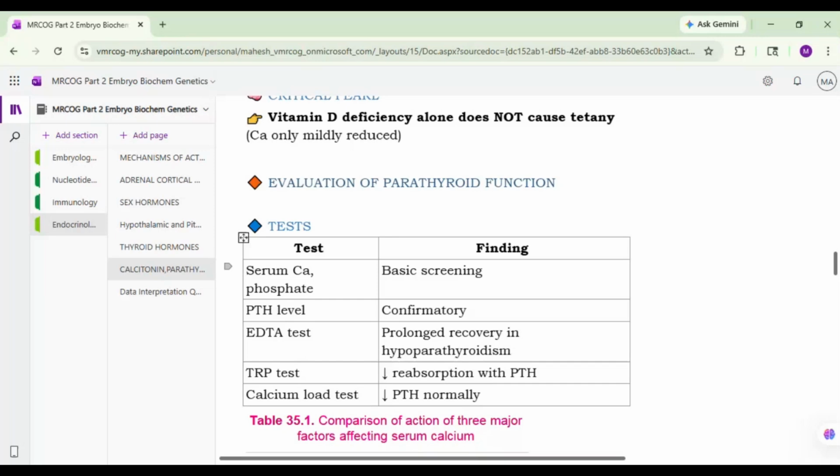Then you have the EDTA test. There will be prolonged recovery in hypoparathyroidism. Then there is the TRP test, that is decreased reabsorption with parathyroid. Then calcium load test, there is a decreased PTH normally.